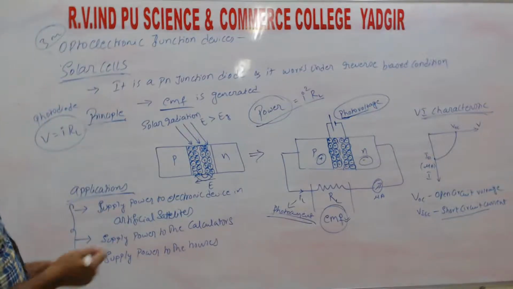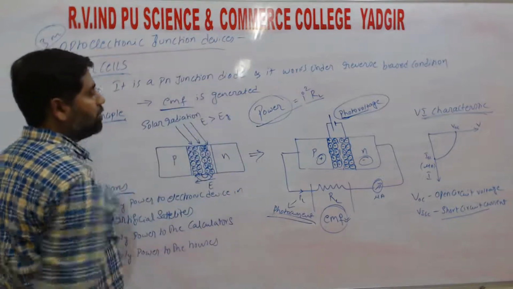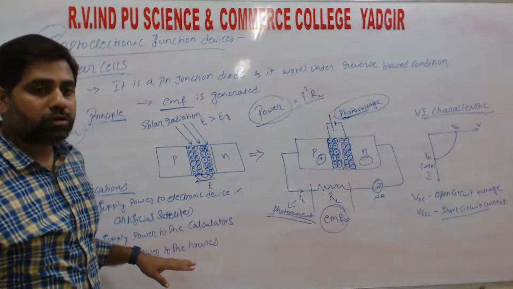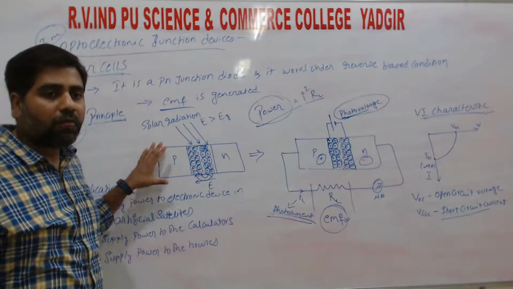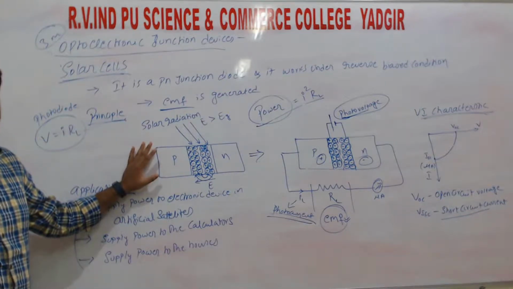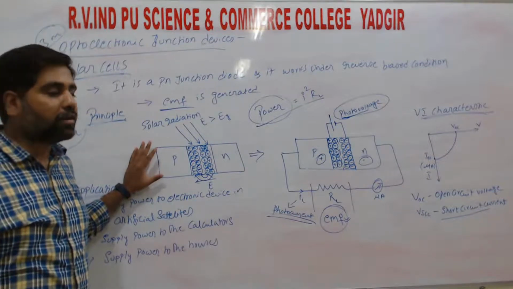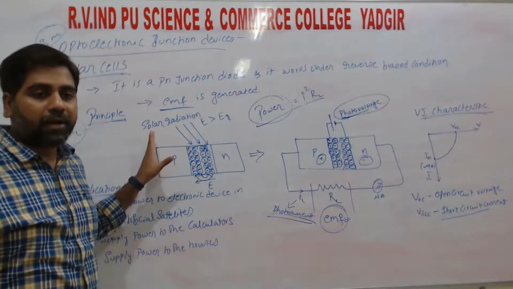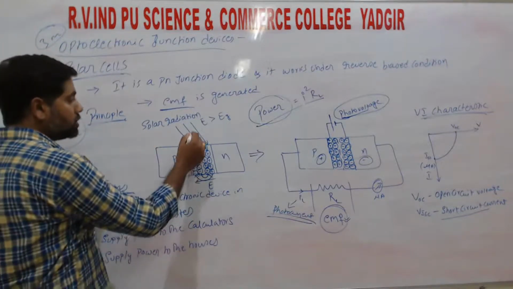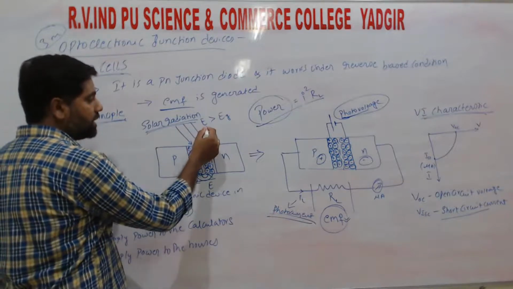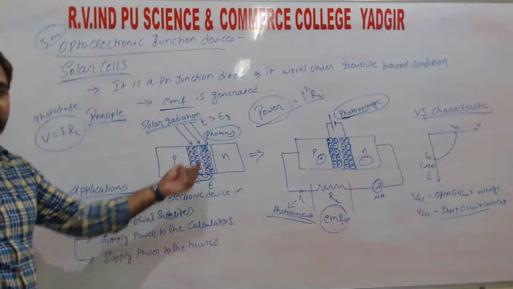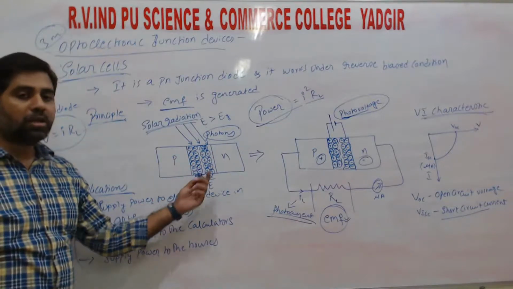So this is about the topic optoelectronic junction devices. What are optoelectronic junction devices? These are PN junction diodes which work by using both technologies, one is optics and the other is electronics, right? In optoelectronic devices, the electrons and holes, that is charge carriers, are generated by photons, right? That is the energy radiation, which we call photons. By using these photons, the charge carriers are generated.